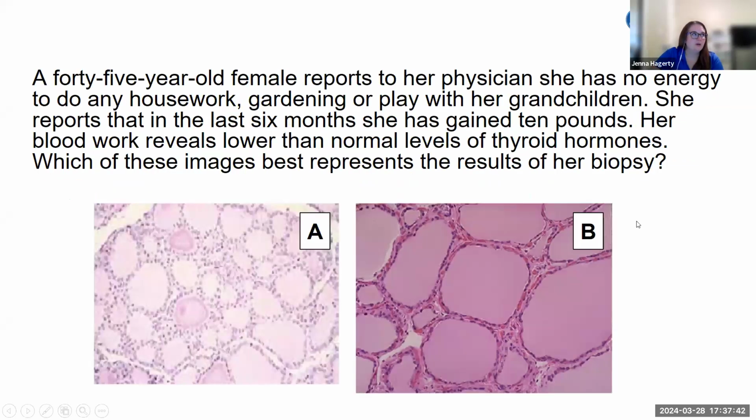So let's go to our second question here. You're just going to think and write down your answer, which is image A or image B. We're not going to do a poll or put anything in the chat. And I'll do the same process again.